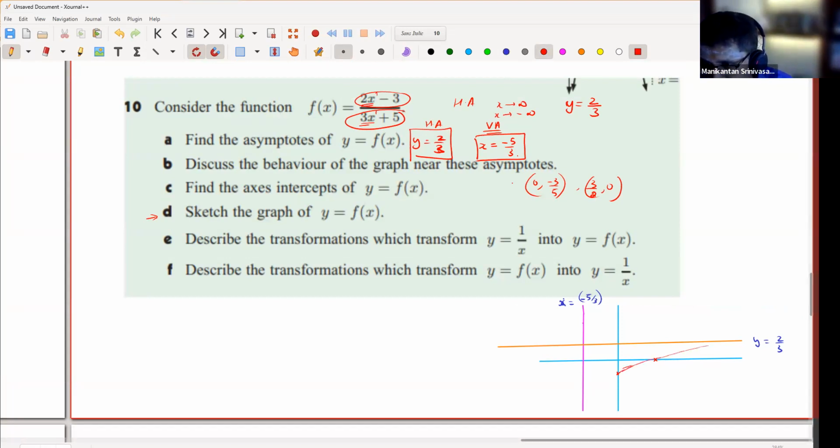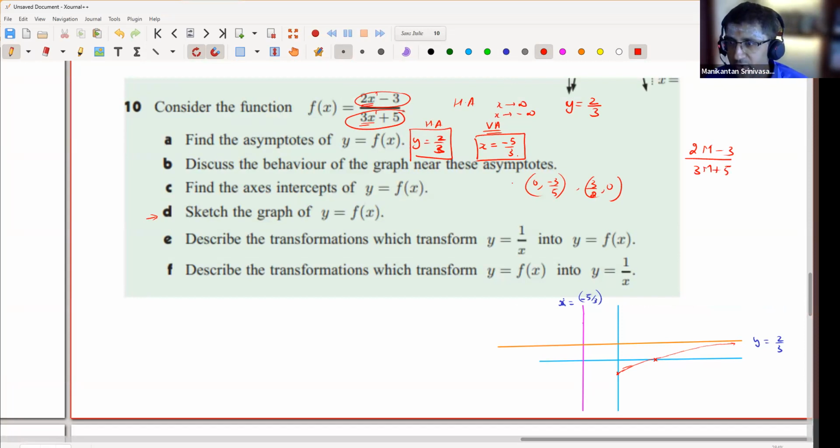But let's check that it's consistent with that. For example, suppose this is 2 million. So 2 million minus 3 upon 3 million plus 5. This fraction is definitely less than 2/3, because we are subtracting a little bit from 2 million and adding a bit extra to 3 million. So it's definitely less than 2/3, which is why the graph is approaching 2/3 from below, consistent with the line connecting the x-intercept and y-intercept.